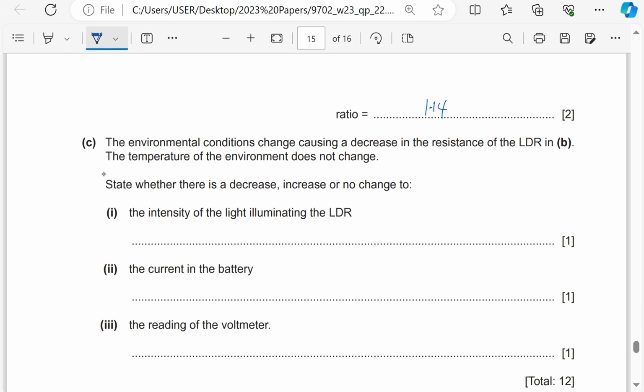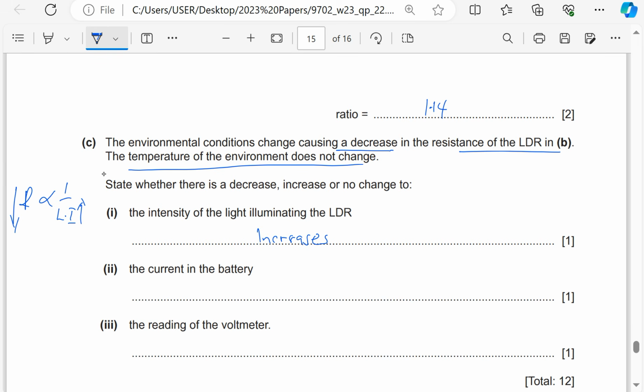Then the environmental conditions change, causing a decrease in the resistance of the LDR. In B, the temperature of the environment does not change. Of course, the resistance of the LDR does not depend on temperature of the environment. Resistance is inversely proportional to the light intensity. State whether there is a decrease, increase, or no change. The intensity. So the environmental conditions change, causing a decrease in the resistance. So if the resistance decreases, the light intensity increases. So this one increases. That is an increase.